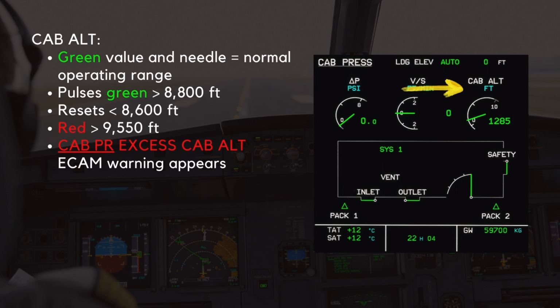Next is the cabin altitude. The needle and digital value appear in green when the cabin altitude is within its normal operating range. It pulses green if the cabin altitude exceeds 8,800 feet. This resets once below 8,600 feet cabin altitude. It turns red if the cabin altitude goes above 9,550 feet. At this point, the cabin pressure excess cabin altitude ECAM warning appears, and in most cases, this warrants the emergency descent memory item.